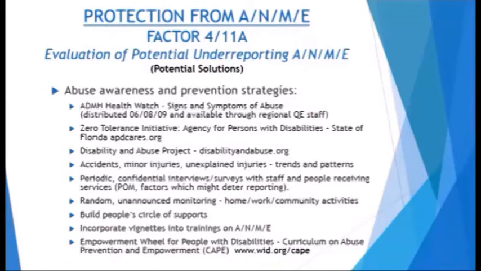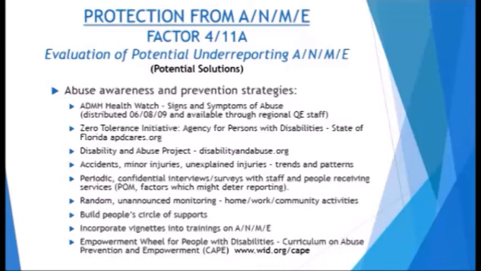The category of evaluation of potential underreporting of assault, mistreatment, and exploitation. We're basically looking at the program of supports designed. How are we educating staff and persons receiving services on signs and symptoms of abuse? And what resources are available include one that was distributed back in 2009 on signs and symptoms of abuse.